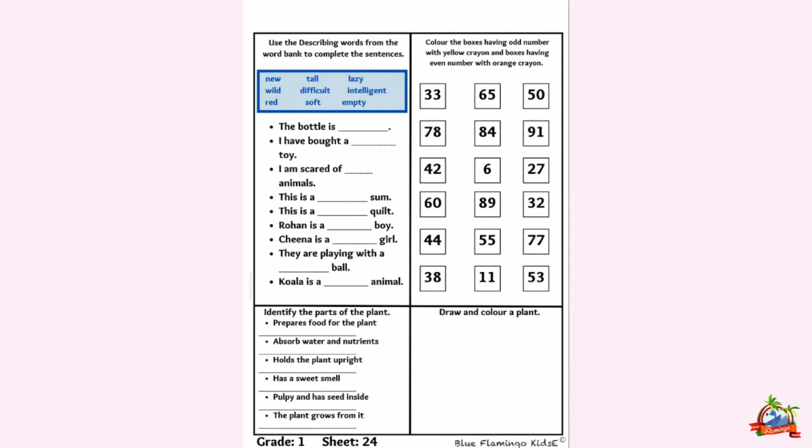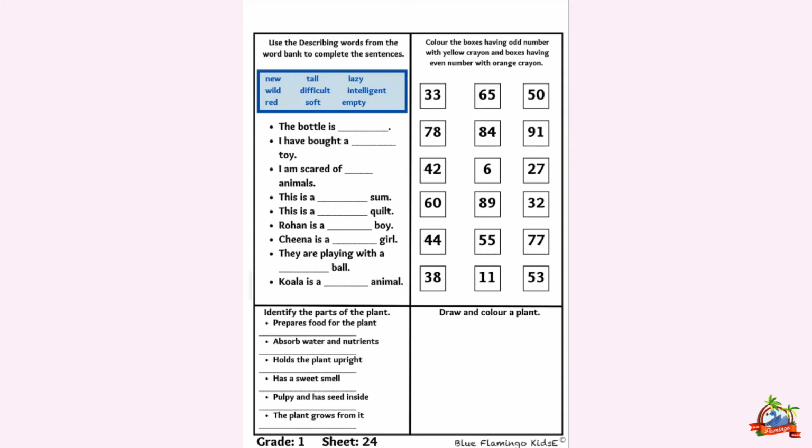But before that, let us talk about odd and even. What is odd and what is even? Odd are those numbers which cannot be divided by 2, and even are those which can be divided by 2. Means every second number is an even number.